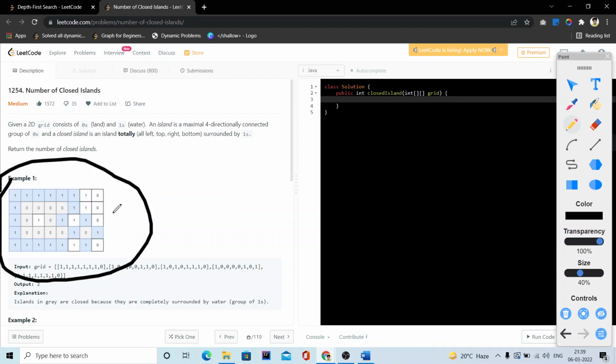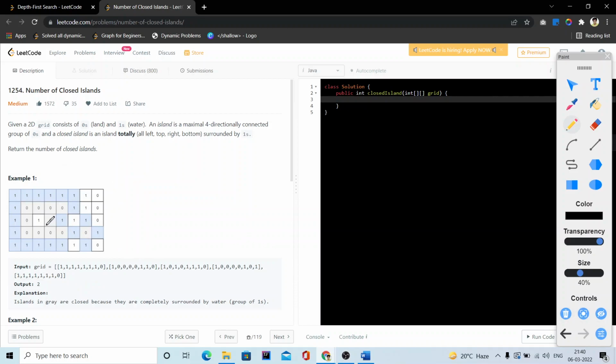Let's check this thing out with an example. So this is a zero, and this zero is surrounded by ones from all of its four sides. So this is a closed island. This bunch of zeros are also surrounded by ones from all of its four sides. So this is also a closed island. But let's see this zero. This zero is on the boundary, so it's not surrounded by ones from all of its four sides. So this is not a closed island.